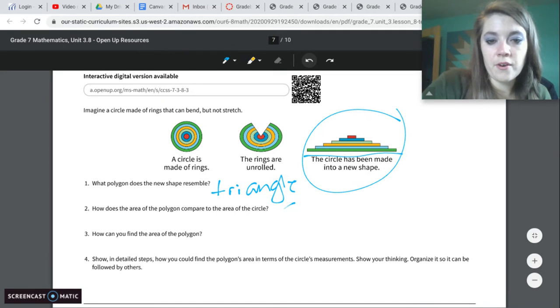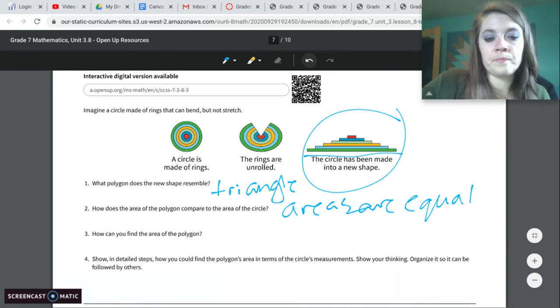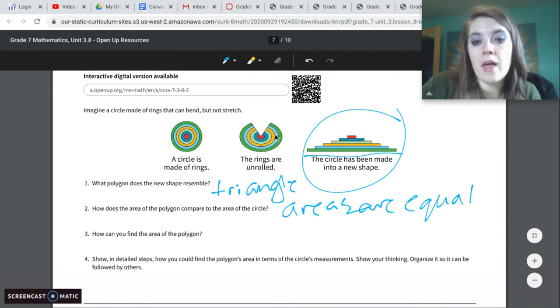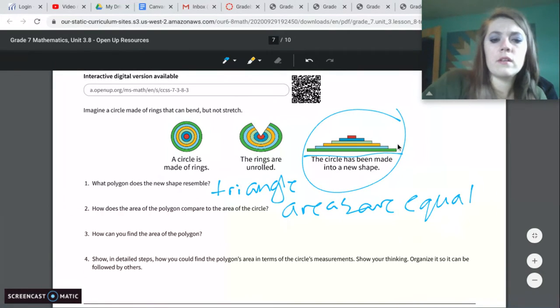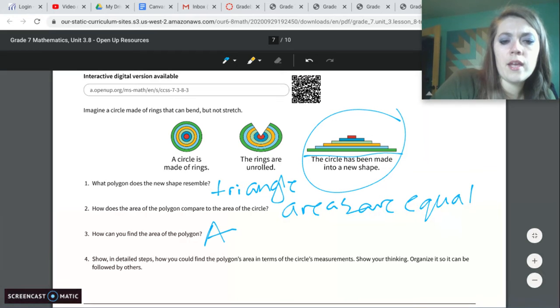Partially right. So areas are equal. How can we find the area of the polygon? So what's the formula for finding the area of a triangle? Area equals 1/2 base times height.